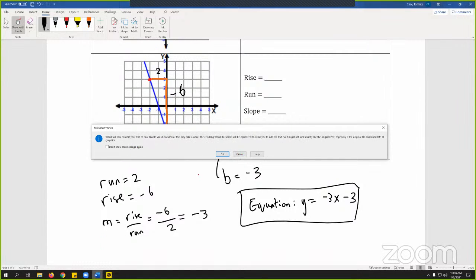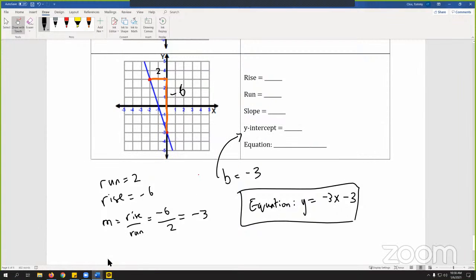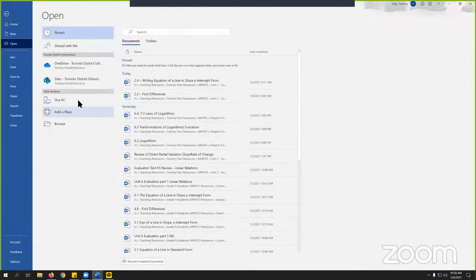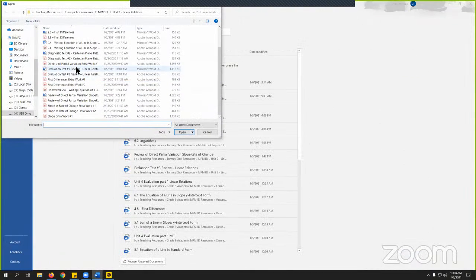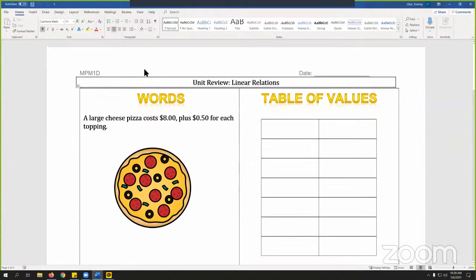I opened the wrong one. That's going to be a little bit of an issue. Let's open the correct one here. All right.